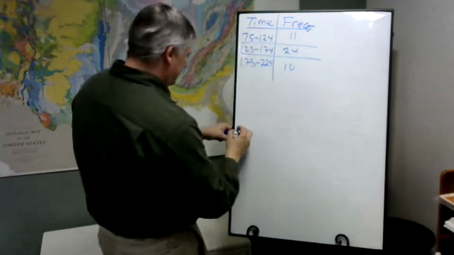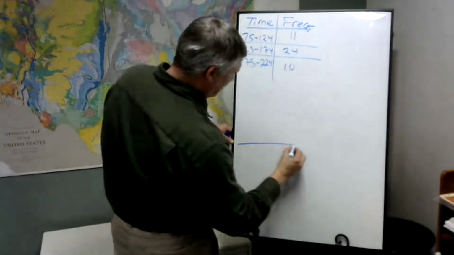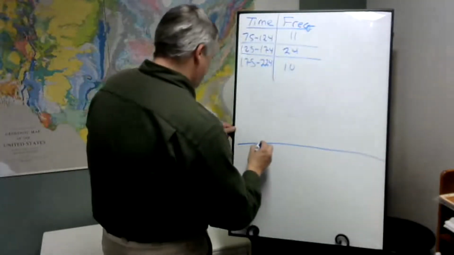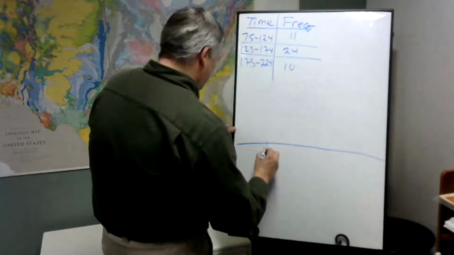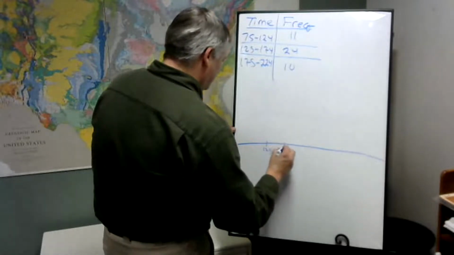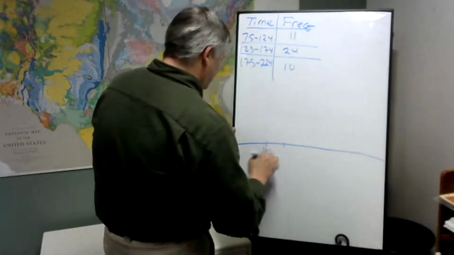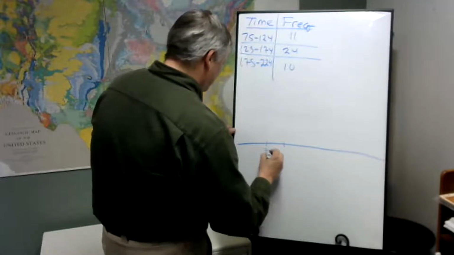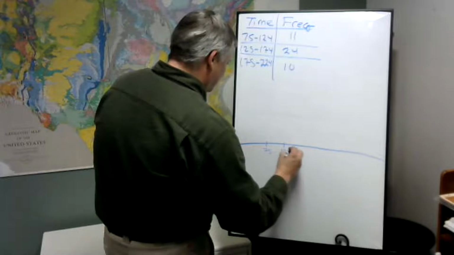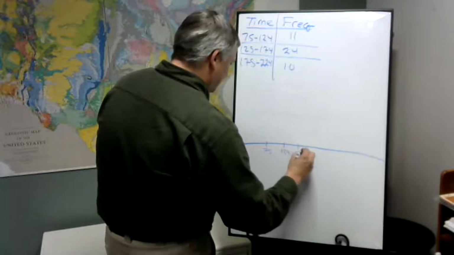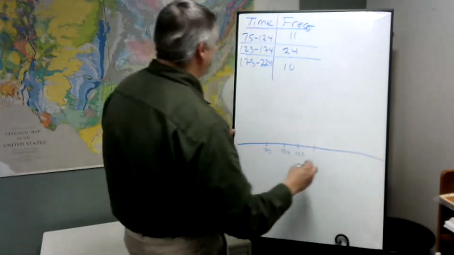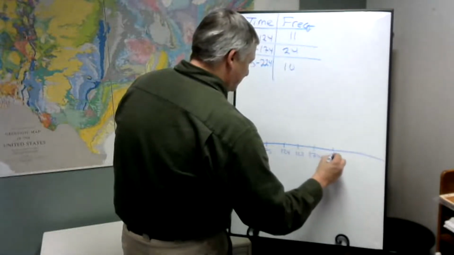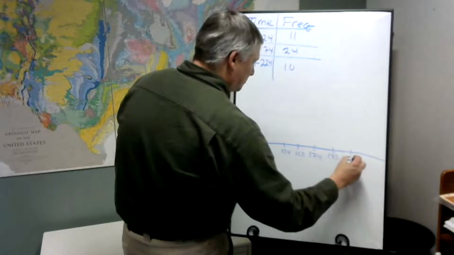So let's try to place these on our chart. So 75, 124, 125, 174, 175, 224.